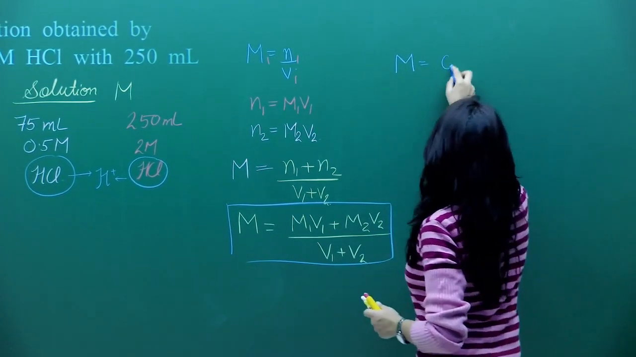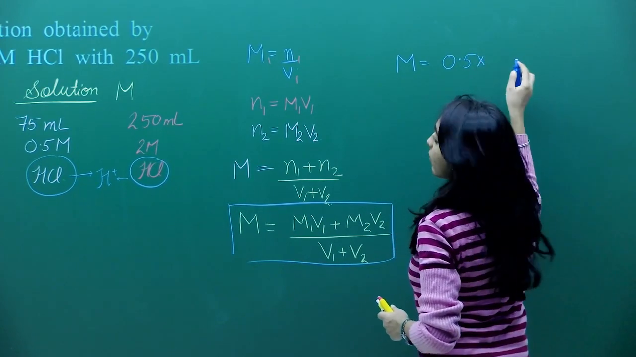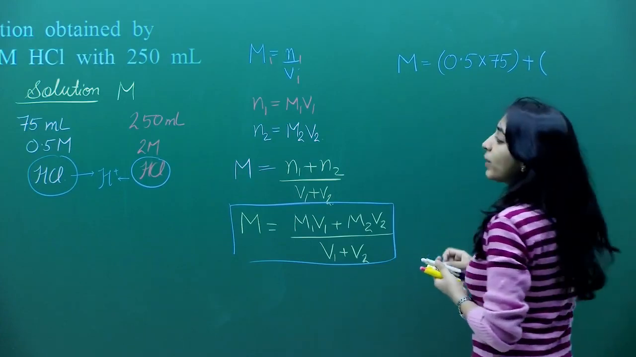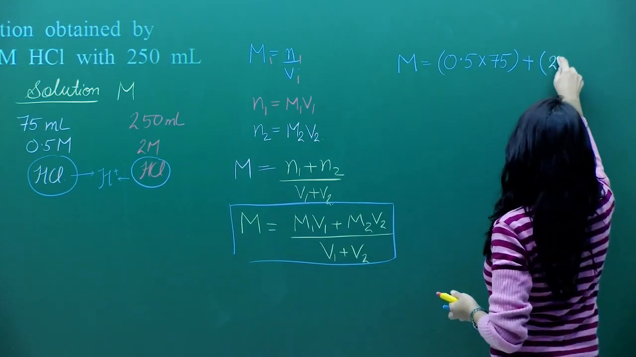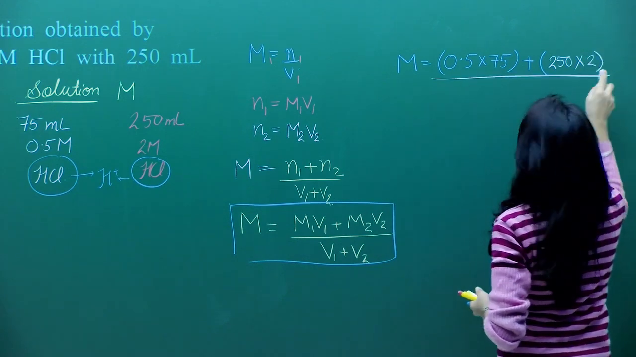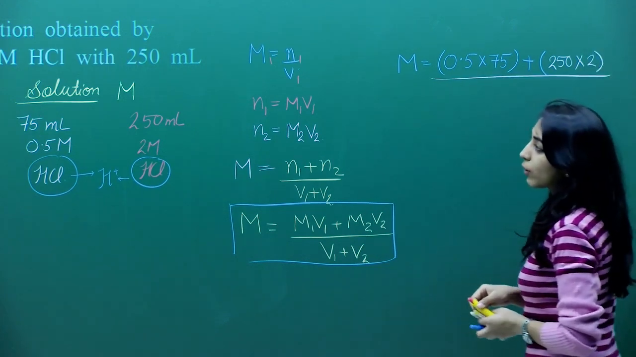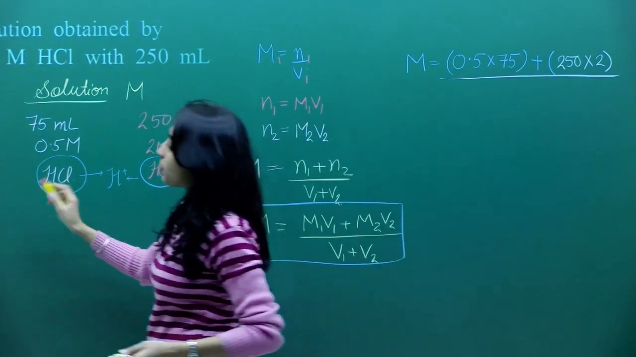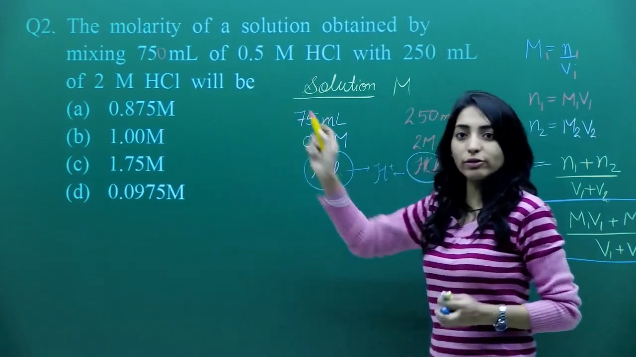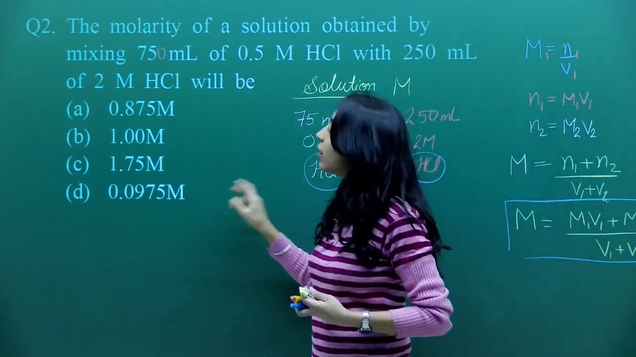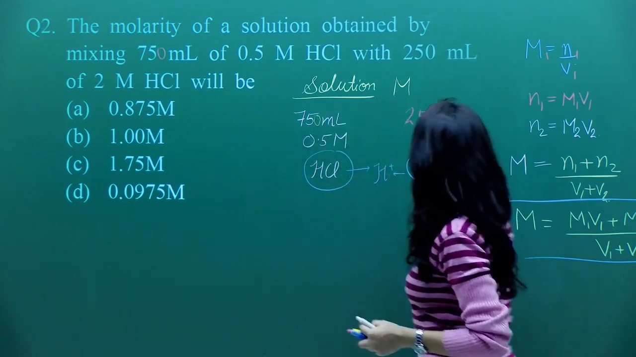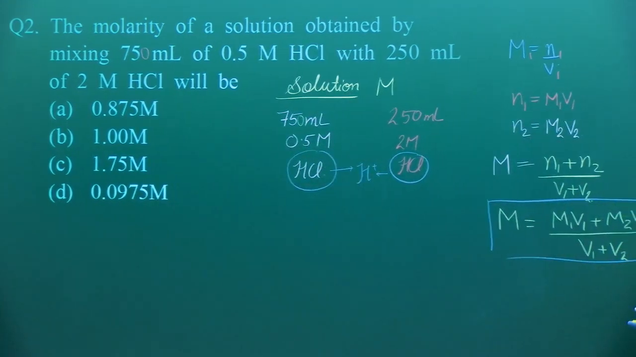Molarity will be 0.5 into 75 to be added to 250 into 2, and the whole is to be divided by, okay. Guys, as per the question, it has to be 750 ml. I am changing the value. The question should be 750 ml because I am sure the options that are given are related to 750. So here also I am writing 750.